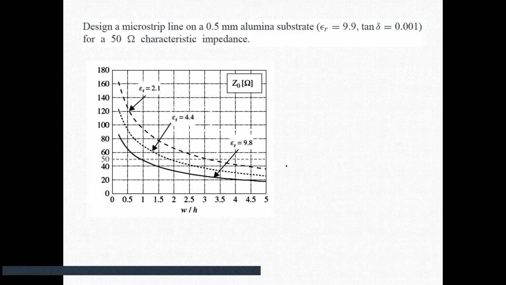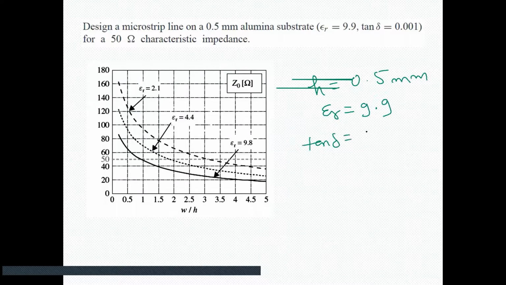This is the surface resistivity of the conductor. So we have the following parameters to design a microstrip line on a 0.5 mm alumina substrate. It means we have H equal to 0.5 mm, and the value of epsilon_r is equal to 9.9. The tan delta, that is the loss tangent of the substrate or the material, is 0.001, because every time we require a low loss transmission line. And the characteristic impedance Z0 equal to 50 ohm.